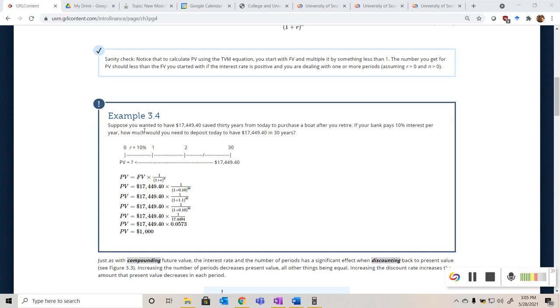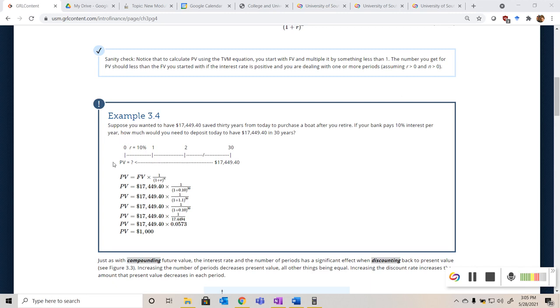And here's the setup. Suppose you wanted to have $17,449.40 saved 30 years from today to purchase a boat after you retire. Hey, it's good to have goals, right? If your bank pays 10% interest per year, how much would you need to deposit today in order to have $17,449.40 in 30 years?